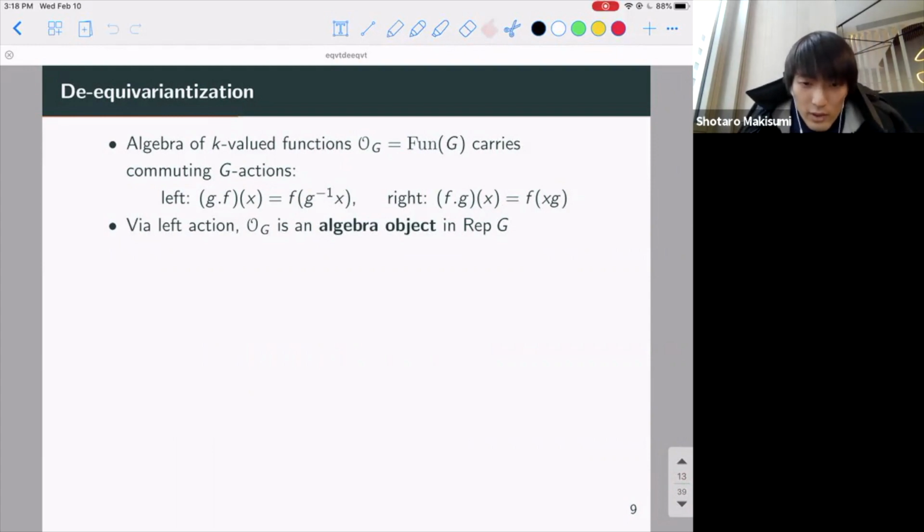So here's how this works. Let's take the algebra of functions on G. So this is an algebra, but it also has a compatible action of G on the left and the right by translation. So using the left action, let's regard this as an algebra object in rep G.